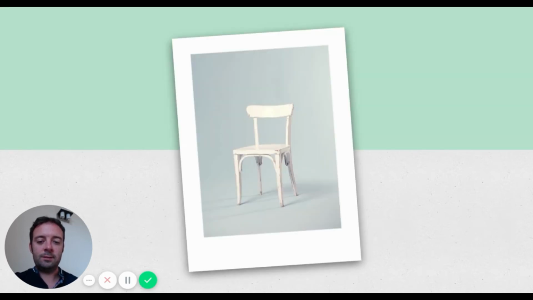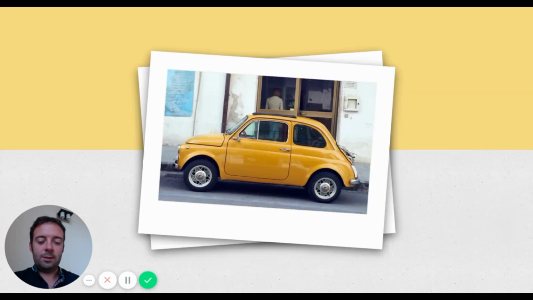Let's try this one. I have had this chair for a long time. And this one, I have had this car for 50 years. This is a very old car.